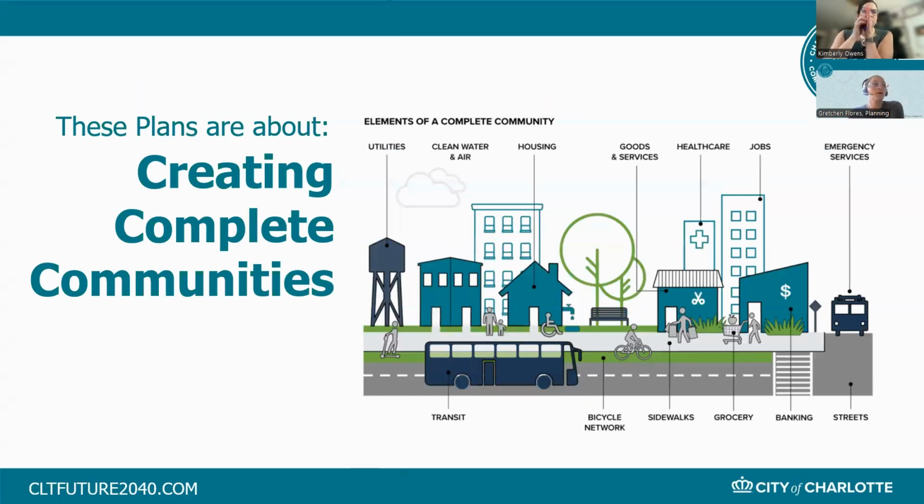So the purpose of the community area plans is really to create complete communities. And what that means is that we aim to create places where people can live, work, and play within proximity to each other, as well as without harming the environment. So that really talks about the walkability of an area, the proximity of that area to jobs, as well as to the amenities and the daily goods and services that you might need.